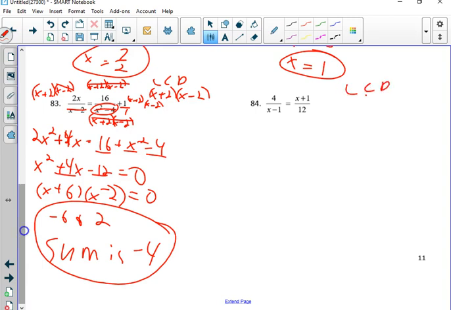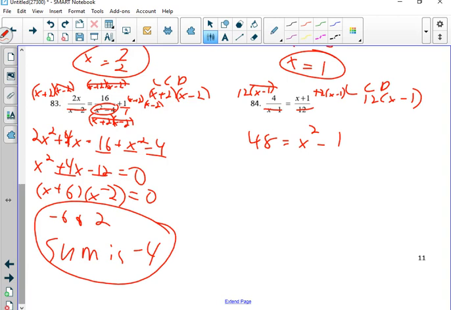LCD here is going to be simply 12(x minus 1). So I multiply both sides by 12(x minus 1). Here the x minus 1's cancel, I get 4 times 12. On this side the 12's cancel, so I get (x plus 1)(x minus 1). Hopefully at this point you recognize that's just x squared minus 1. Otherwise, if you want to, go up to the side and FOIL it, and you'll find out the inside terms drop out, and you get x squared minus 1.